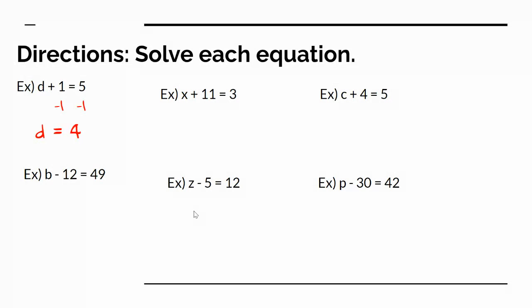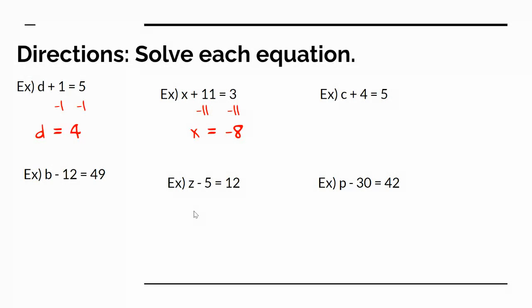Second example, x plus 11 equals 3. I want to get x by itself. Plus 11 is in the way. I need to use inverse operations to isolate my variable. The inverse of plus 11 is minus 11. So what I do to one side, I have to do to the other to keep it balanced. All right, my 11s cancel out and I'm left with x. 3 minus 11 is negative 8.